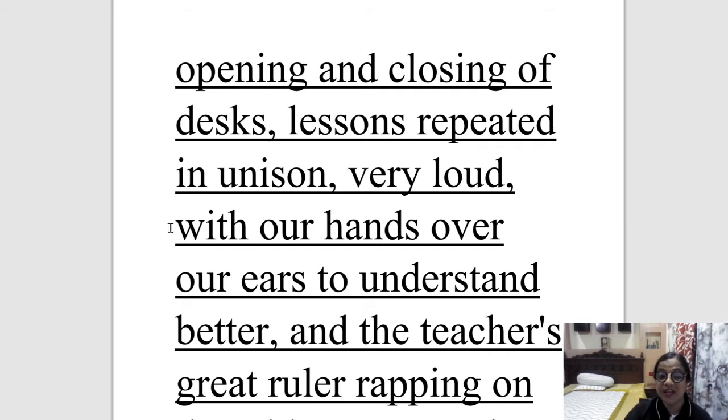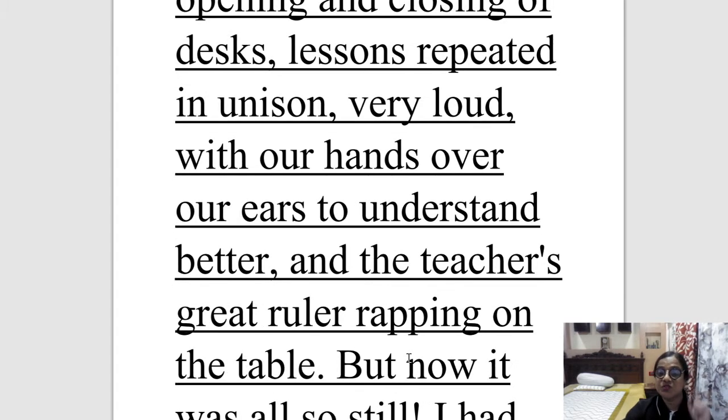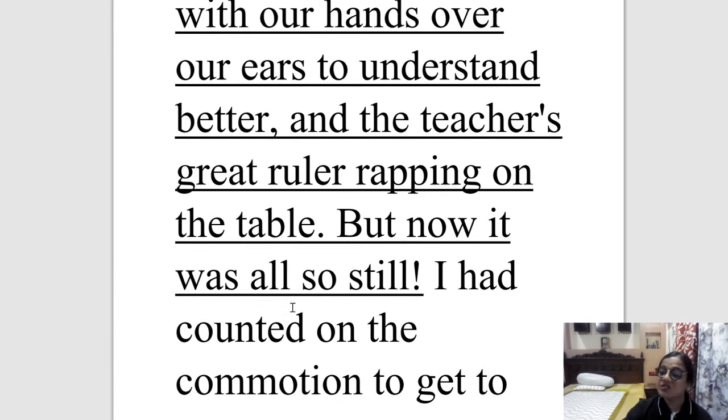And the teacher's great ruler. So, what else could Franz hear on the usual days, on the normal days? That the teacher's great ruler used to be rapping on the table. Rapping means striking on the table. He could hear the teacher's ruler. But now it was all so still. So Franz could hear that everything was very still, very quiet in the school. Why? Students, that was the last lesson, last day of learning French.